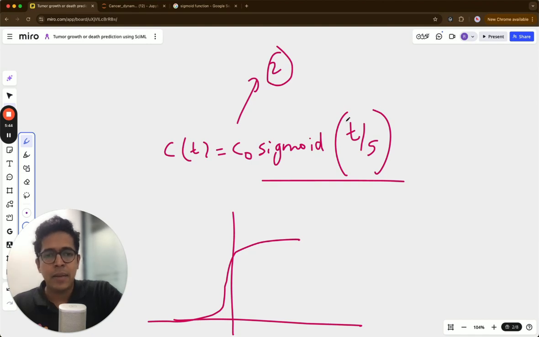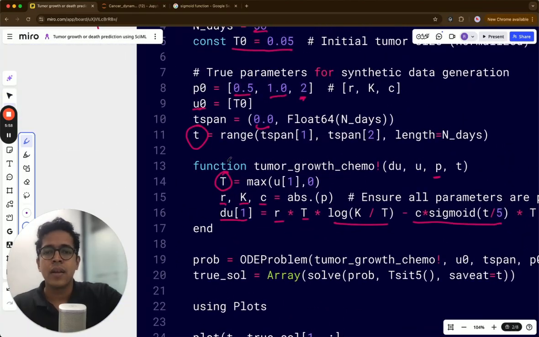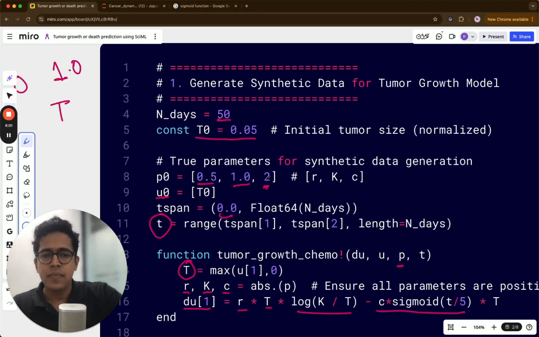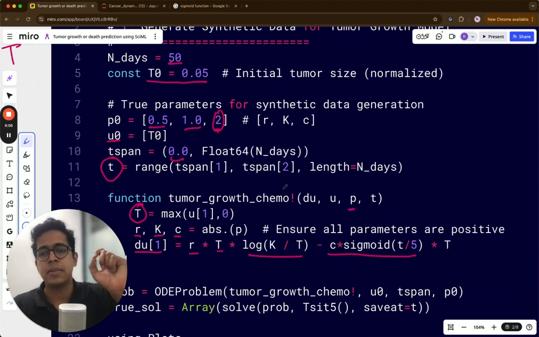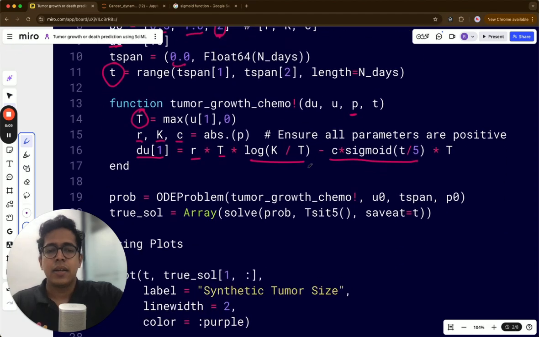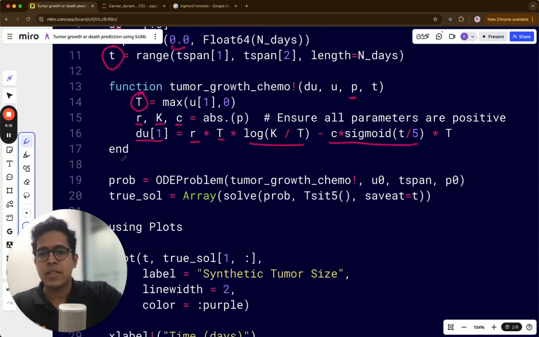Then as time increases, you will increase the strength, and the maximum strength after a long period of chemotherapy will be 2. So that is why we are using this chemotherapy function C of t equal to C0 sigmoid t by 5. And where are we defining this C0 in the code? This third element in the P0 parameter is the final maximum strength of the chemotherapy. So that is C multiplied by sigmoid of t by 5. Sigmoid is already defined in Julia as a math function, and multiplied by t. So now this function is over, and we end the function here.